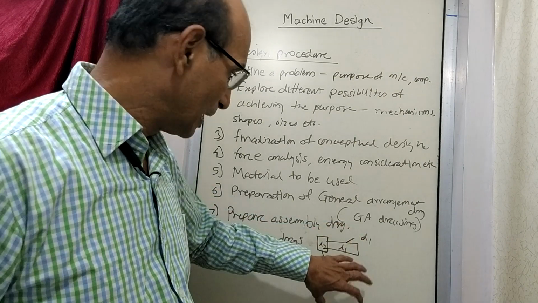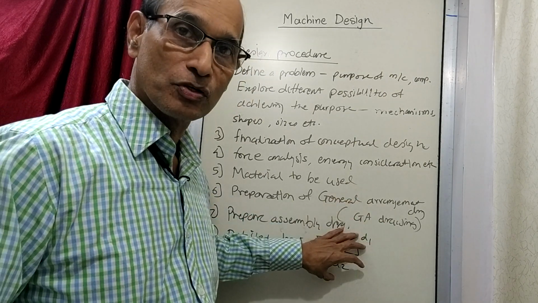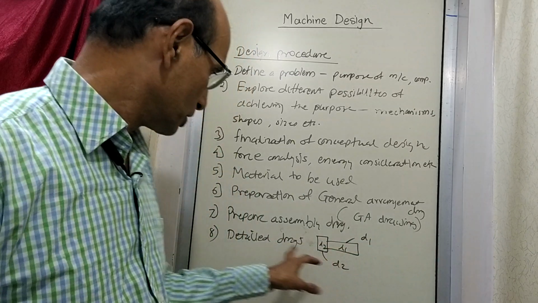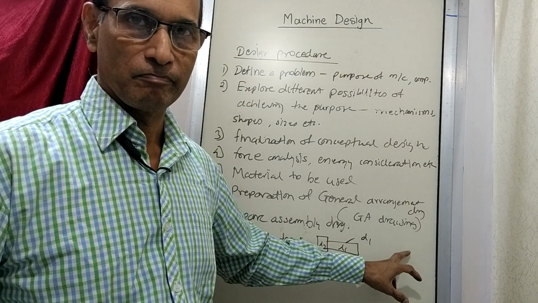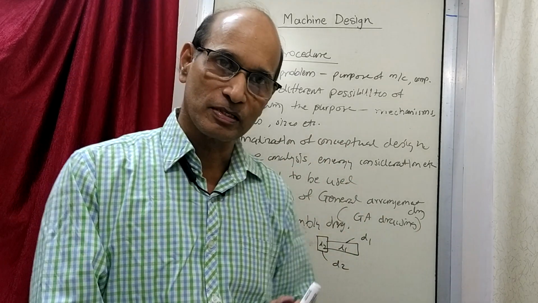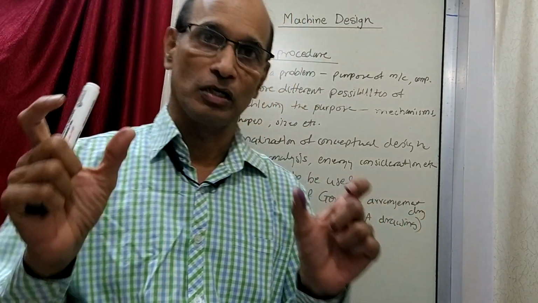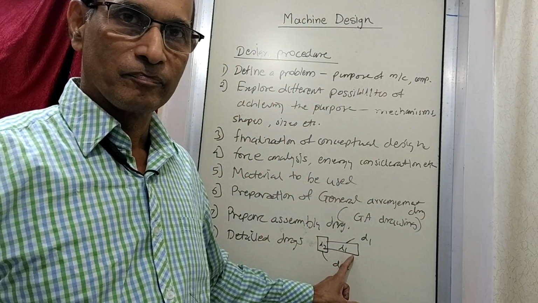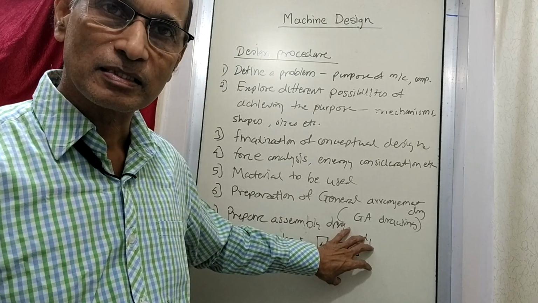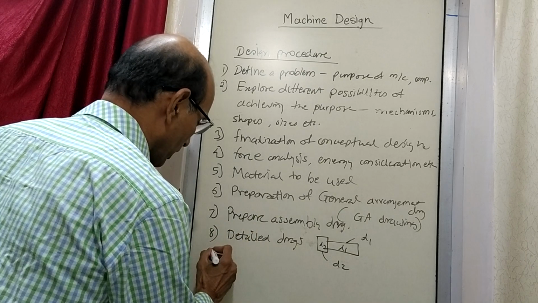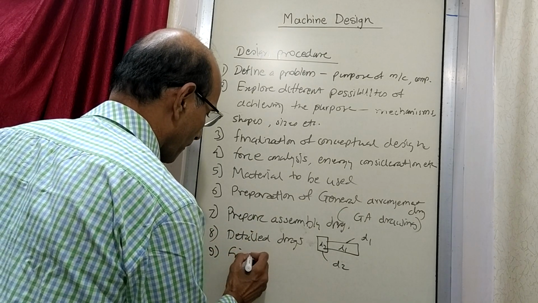Okay, like that you go on finalizing the dimensions of all the different parts whose detailed drawings you have prepared. First you have prepared them in rough, and then you have finalized the dimensions and prepared the actual dimensional drawing of all these detailed parts. So once you prepare the detailed drawings of all the parts, now you prepare the assembly drawing again, final.